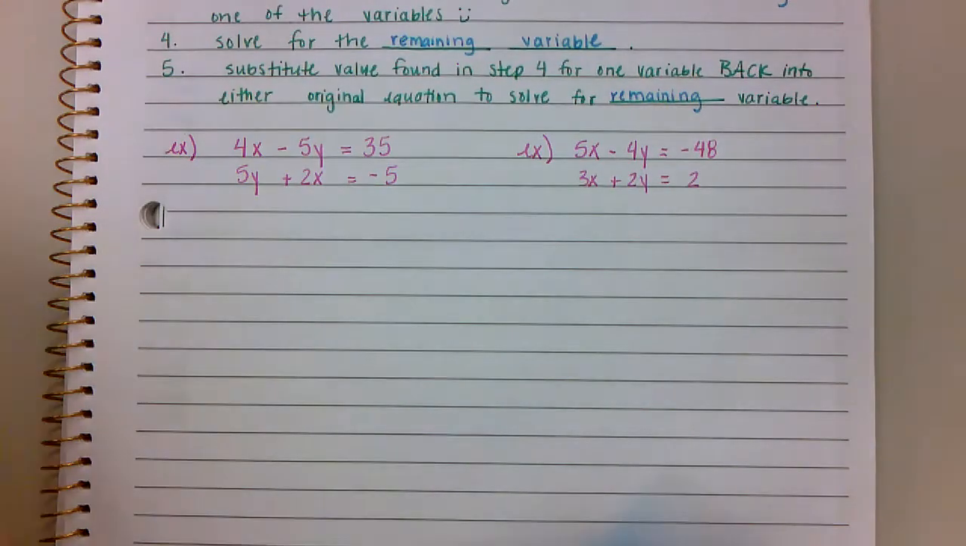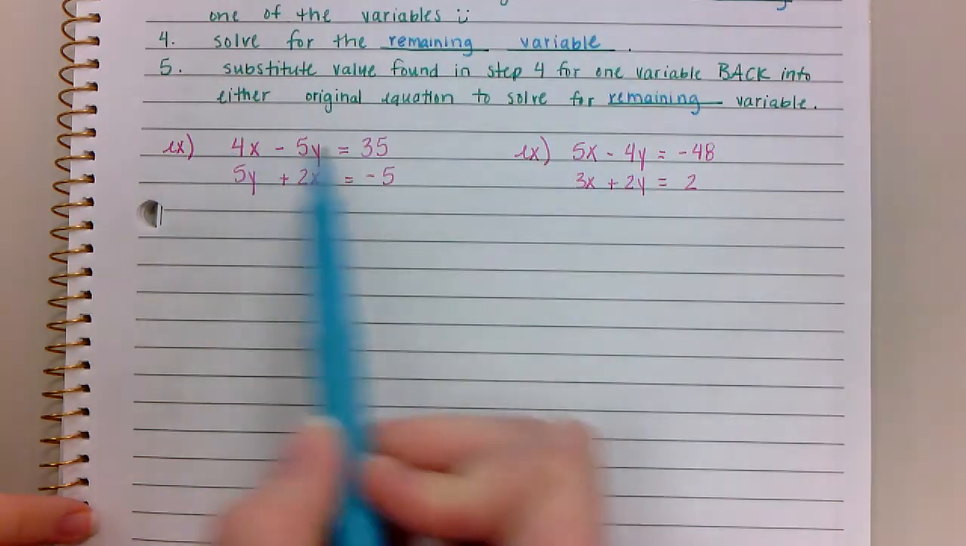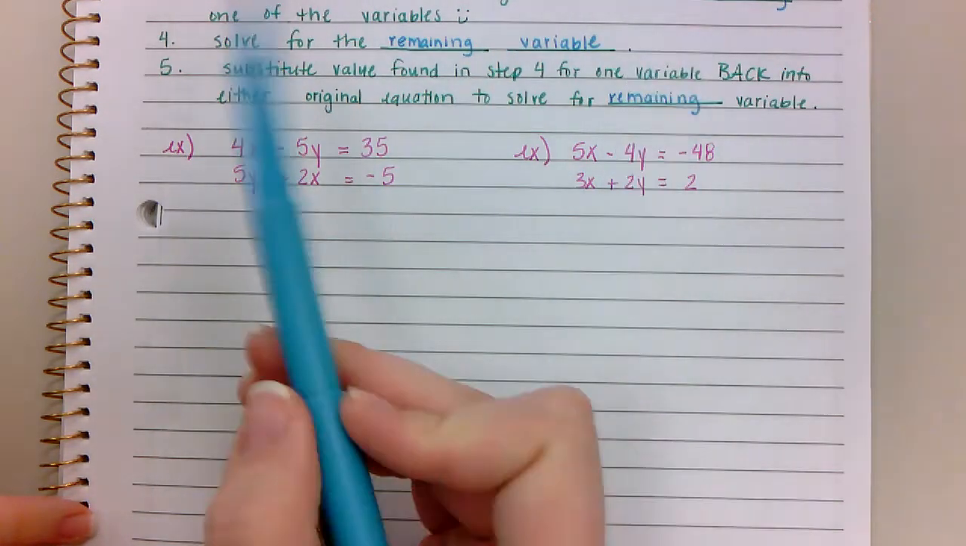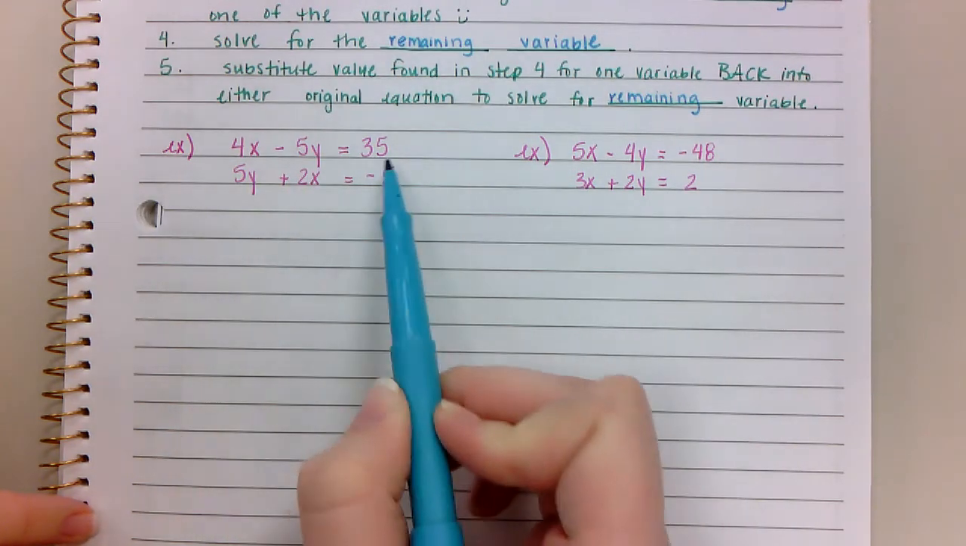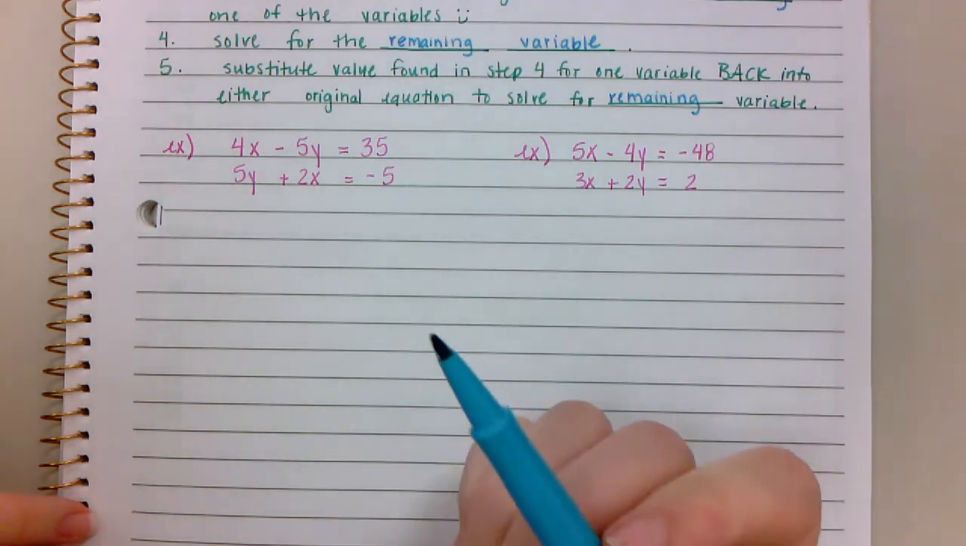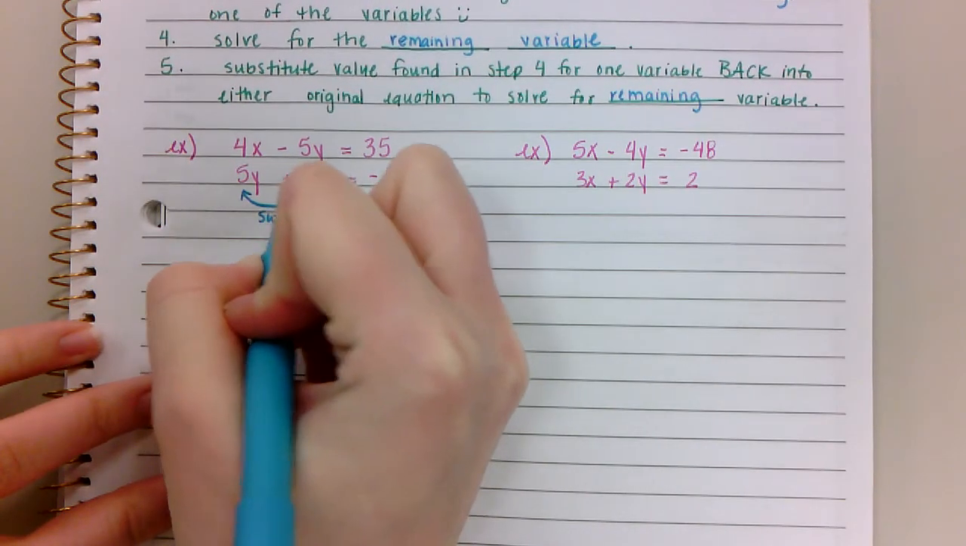So looking at this, if I follow my steps, it says to arrange them on top of each other. Well, they are on top of each other, but it needs to be like terms together in each column. And I have an x and a y here, a y and an x, and a constant and a constant. Right now, they're not matching. So what I need to do is switch those.